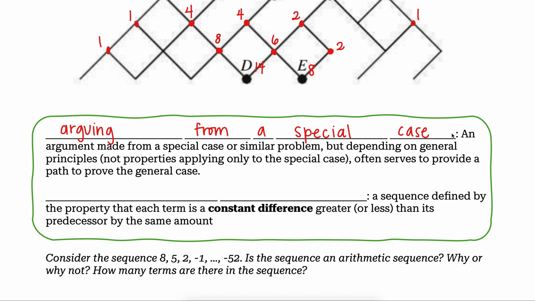And then the second definition I have here is an arithmetic progression. In an arithmetic progression, you've got a very special type of sequence. It's a sequence where going from term to term down the line is found by either adding the same number or subtracting the same number.